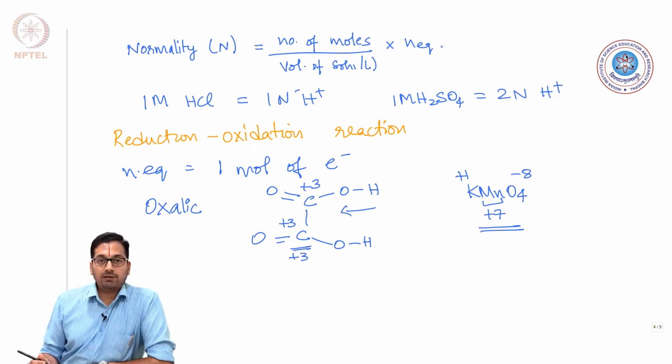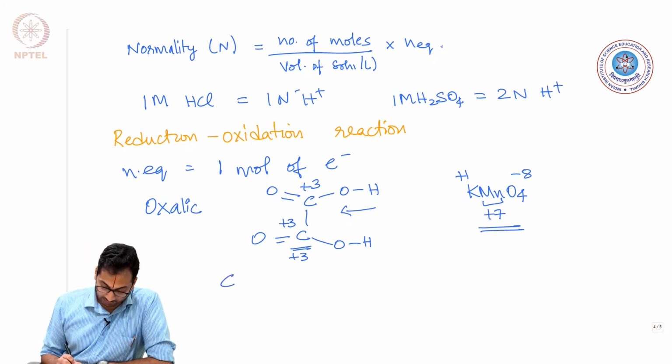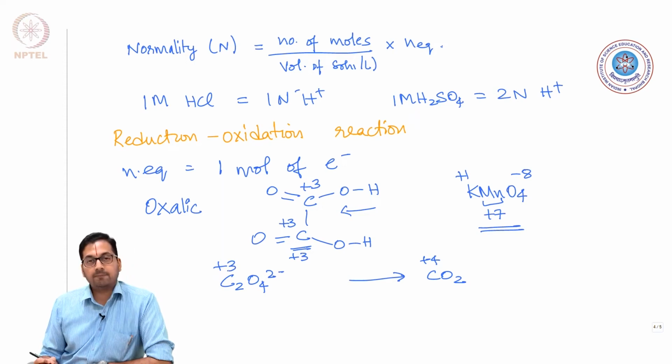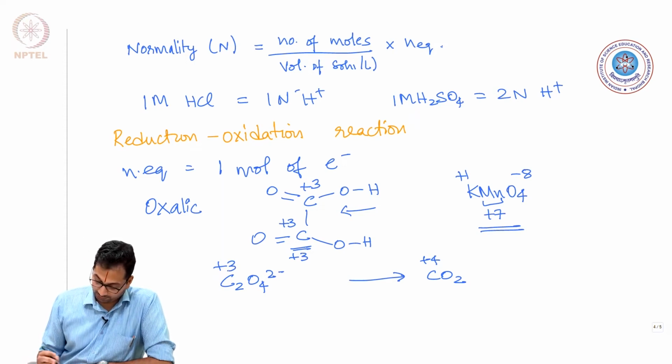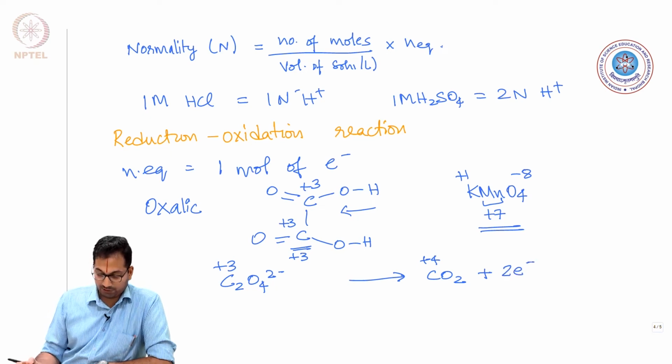So, let us take a look at the reaction of oxalic acid getting oxidized by potassium permanganate. Oxalic acid can be written as C2O4 2 minus and is becoming carbon dioxide. Here carbon is at +4 state, here carbon is in +3 state. So, when you are having something like this, you are losing electrons that go on the other side. And you have to balance the reaction on either side.